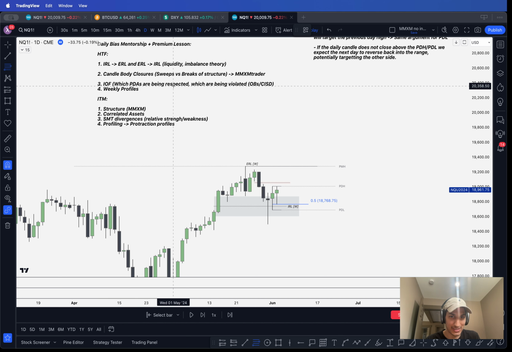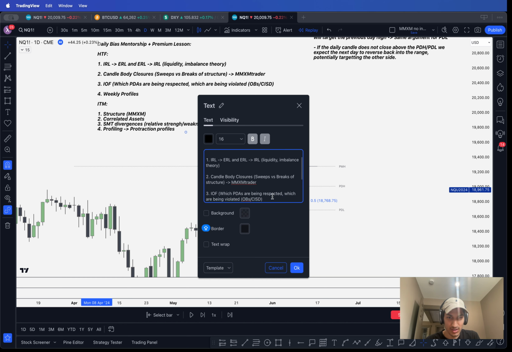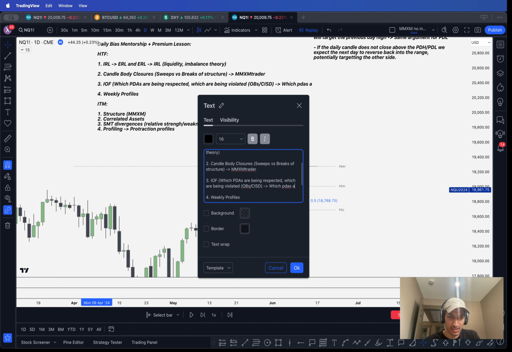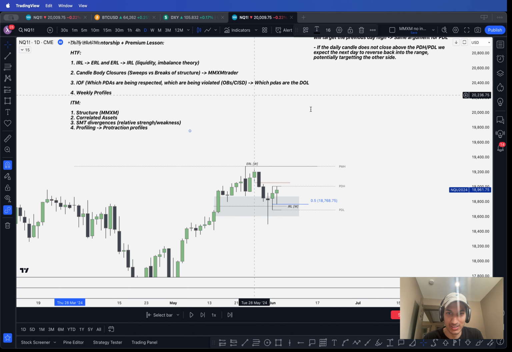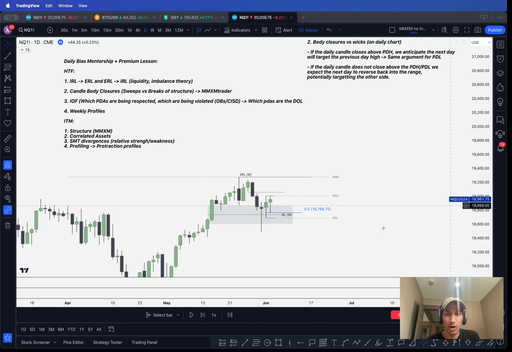Which PD arrays are being respected, which are being violated, right? Another way we can say that is, which PD arrays are the DOL, right? Was price drawing into a specific PD array on this higher time frame? Yeah, it's the institutional order flow, absolutely. Also, what about the weekly profile argument? Someone tell me the weekly profile argument here.